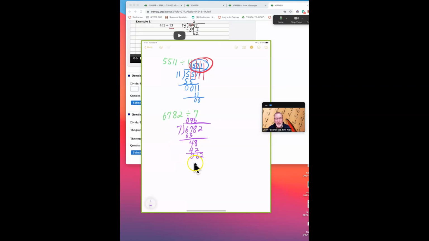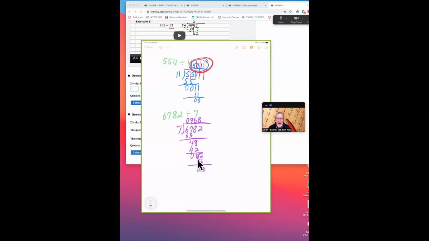7 goes into 62 how many times? Well, 9 would give us 63, which is too many. Let's try the next number lower, 8. 8 times 7 is 56. And then we subtract 6 from 2. We have to borrow 1 from the 6, leaving 5. And that gives us 12 minus 6, which is 6. And 5 minus 5 is 0.